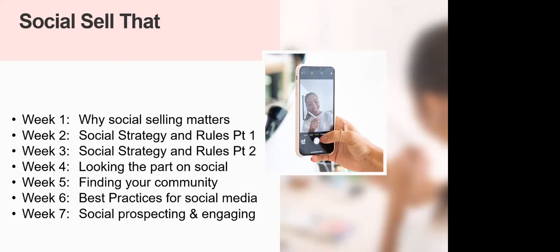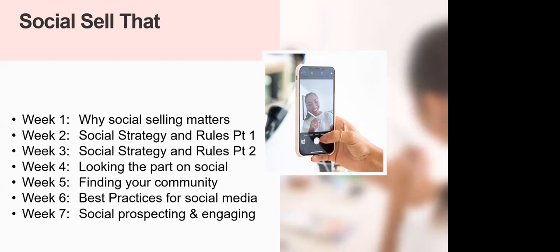Now, week 2 was social strategy rules part 1. This topic was quite large, so we split it into 2, part 1 and part 2. So in part 1, we covered an introduction to the standards, how to position product on social with six steps, the difference between a business account and a personal account. And we also talked about the four C's. Can you remember what they were? Context, content, community, and commerce.